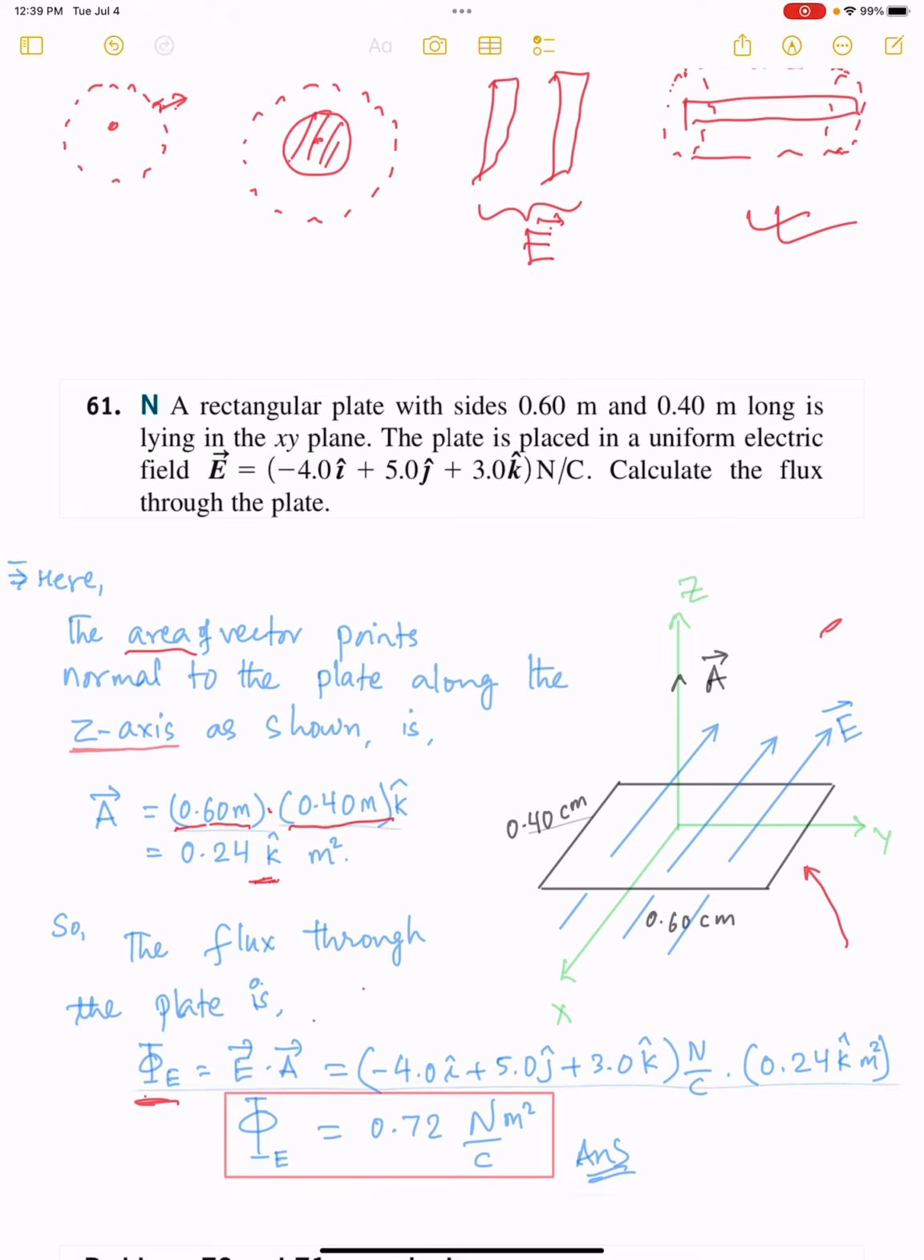The product of E and A, the dot product, this is A. When you do the dot product, you just have to do the dot product of the k components because all others are 0. So you will get 3 times 0.24 and k dot k, that's 0.72 Newton per Coulomb meter square. This is the flux through the plate.